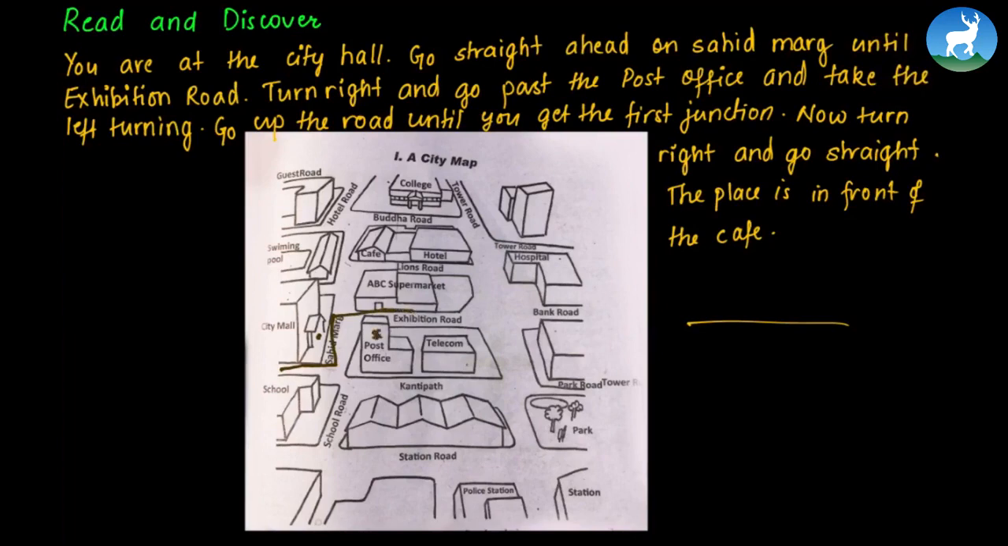We cross it and then we take a left turning. Now we go upwards until we get the first junction. So here we are at the junction. So after we reach the junction, we turn towards the cafe and then we have the place in front of the cafe. So the place in front of the cafe is ABC Supermarket. So here we write ABC Supermarket. And in this way we can find and discover the places.